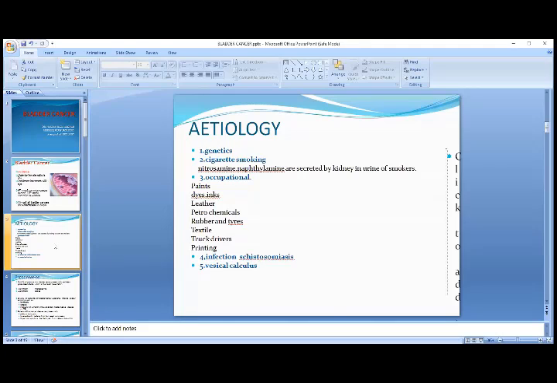So when these carcinogenic compounds which are present in the urine come in contact with the urothelium, that leads to metaplasia, and this metaplasia later on is converted into malignancy. So cigarette smoking is one of the major causes of developing this carcinoma.